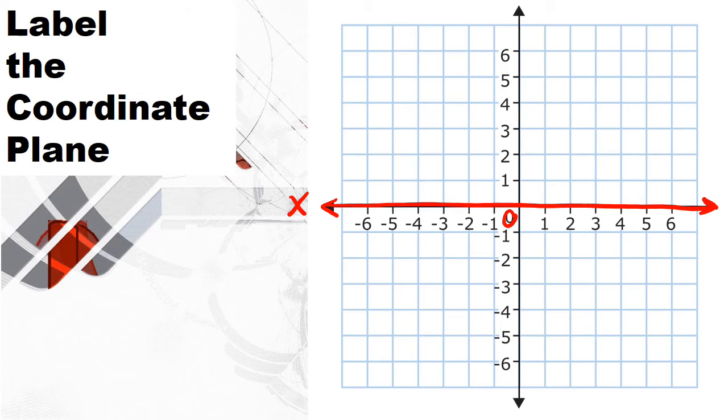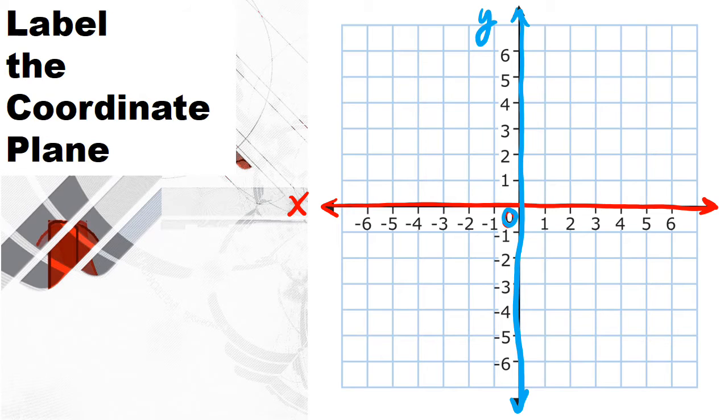The second line we're going to take a look at is the line that goes up and down. We call this the y-axis. And we notice that this is just a vertical number line. So it starts at 0, and positive numbers go up, negative numbers go down.